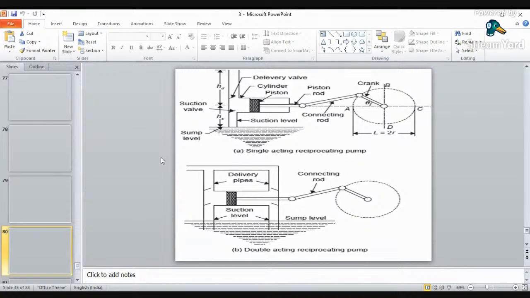So the suction valve will allow water from the suction pipe to the cylinder, whereas the delivery valve will allow your water from the cylinder to the delivery pipe. When this crank starts moving, the piston moves in the cylinder.